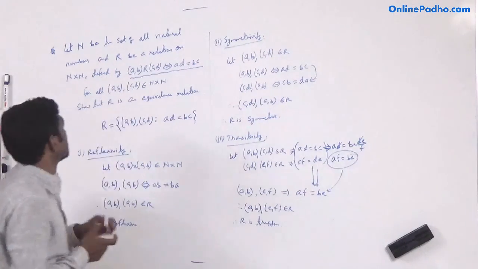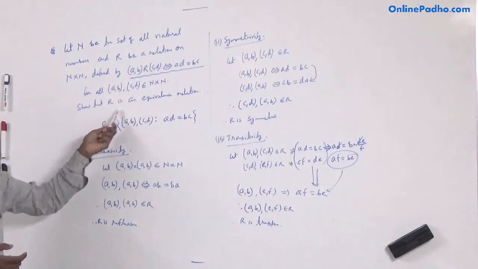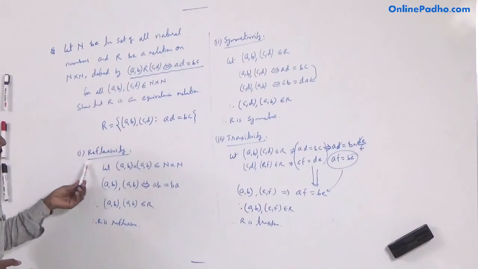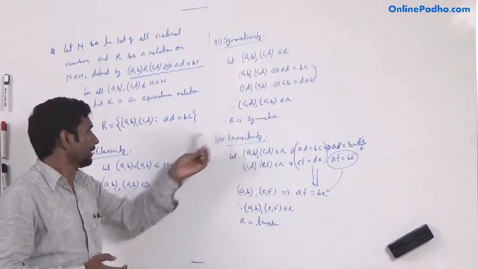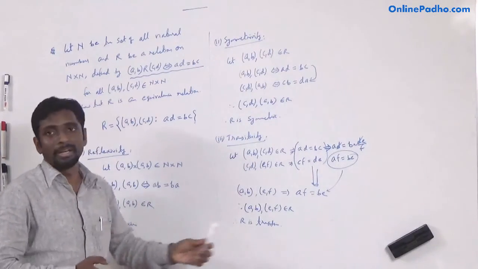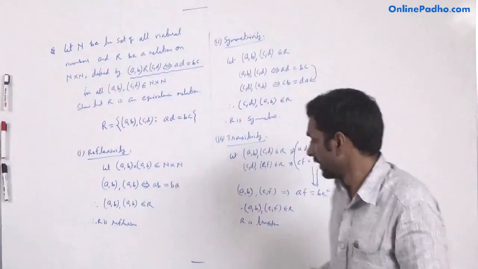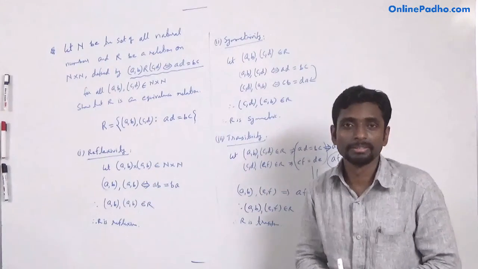So finally, we can say that R is an equivalence relation, because we know that when a relation is symmetric, transitive, and reflexive, that relation must be called an equivalence relation, right? So this relation is an equivalence relation.